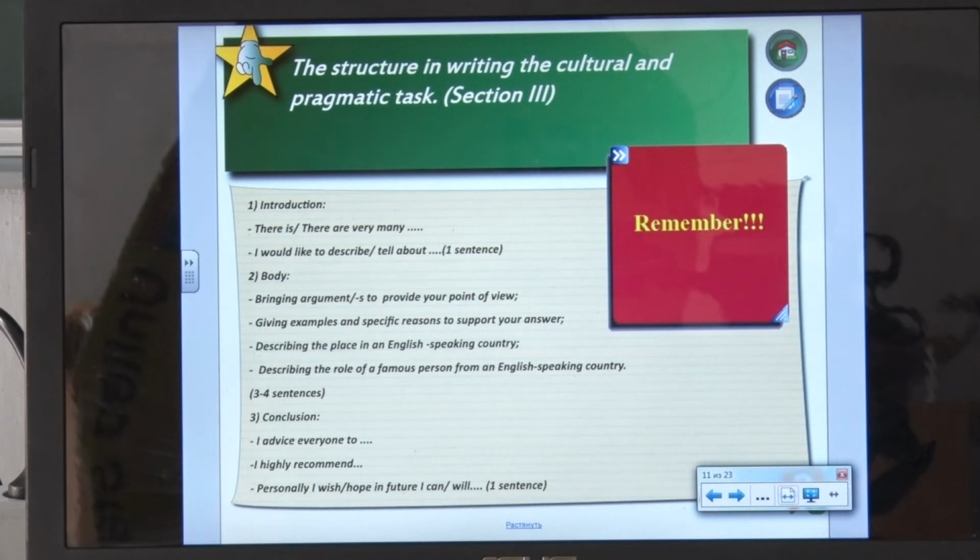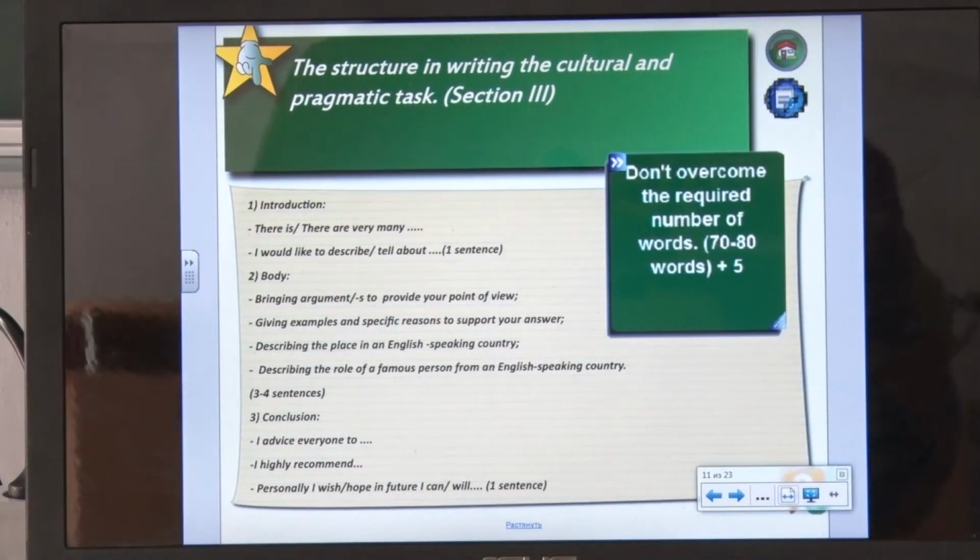And in the conclusion, you can use these phrases. I advise everyone to, I recommend or I highly recommend, and next you write your sentence. Personally, I wish, in the future I can, or personally, I hope, in the future, I will. Here you can write also, like in the introduction, 1 or 2 sentences. 2 sentences may be allowed if they are short.